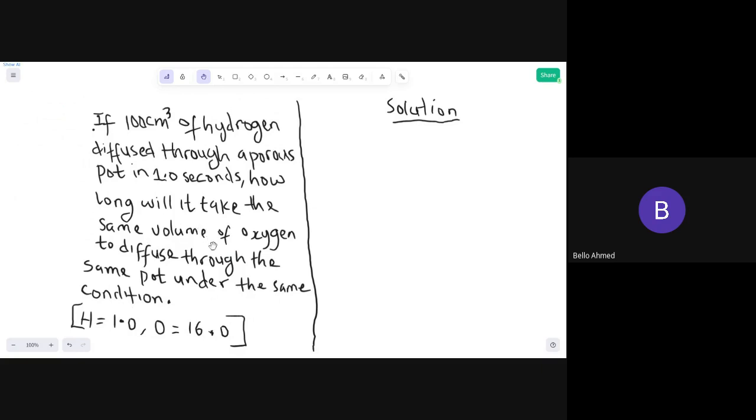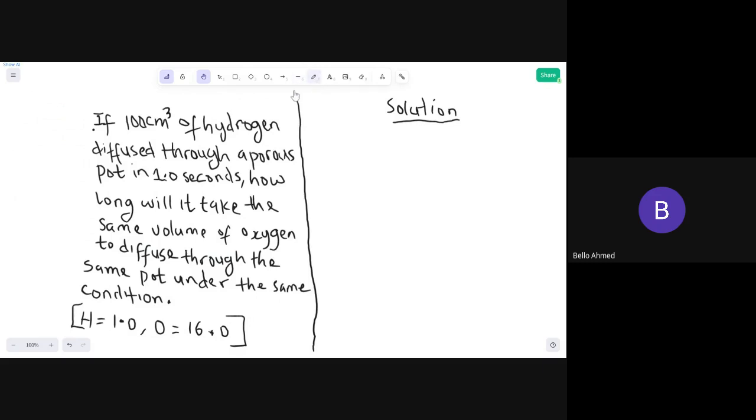Now, if you want to solve this problem, the first thing you have to understand is that this problem is under Graham's law of diffusion. If you understand that, then you have to know some of the parameters that we have under Graham's law of diffusion. So I'm going to write the formula that we're going to be using, and from there we are going to see how we are going to bring out the parameters from the question.